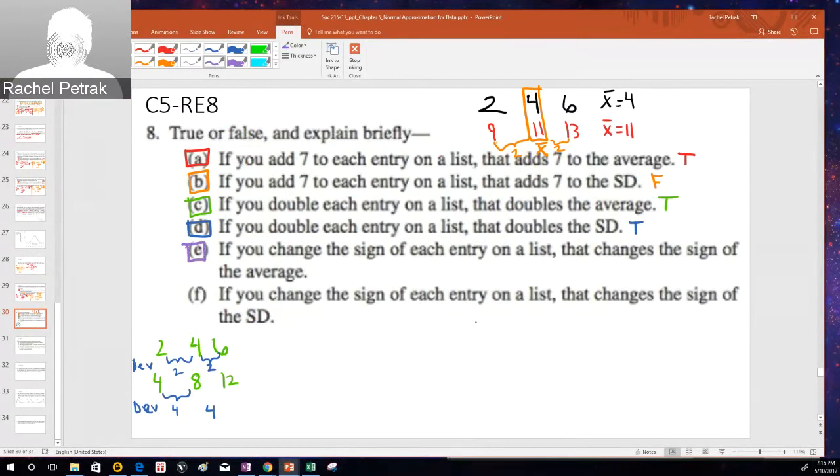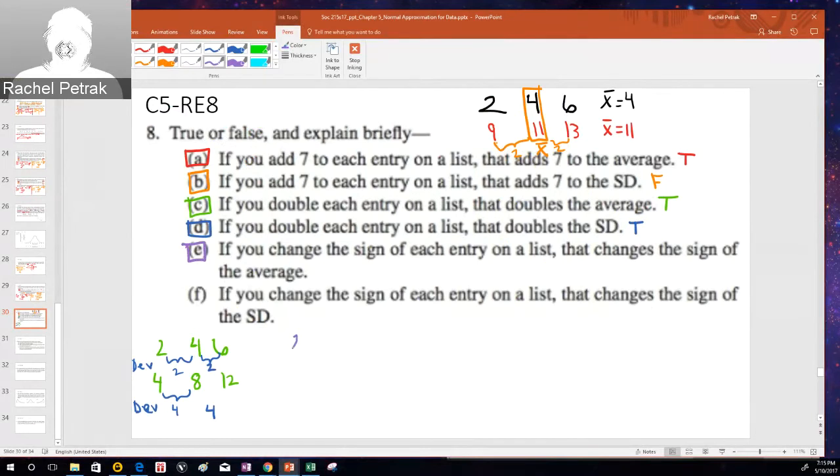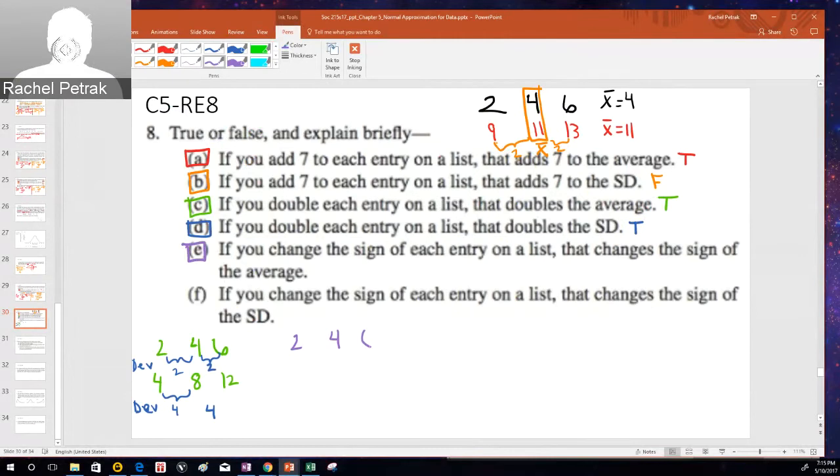If you change the sign of each entry on a list, that changes the sign of the average. Well, this is going to be true, and let's look at why. So here's our core data set. Now we changed the sign, so they're -2, -4, -6, and now our average is -4. So that changed the sign of the average.